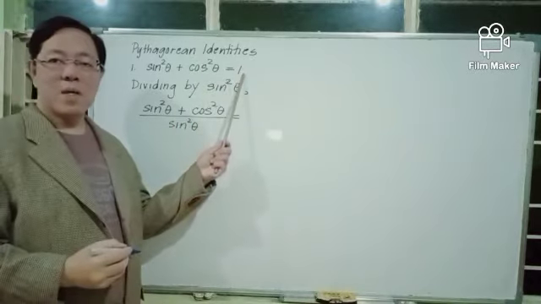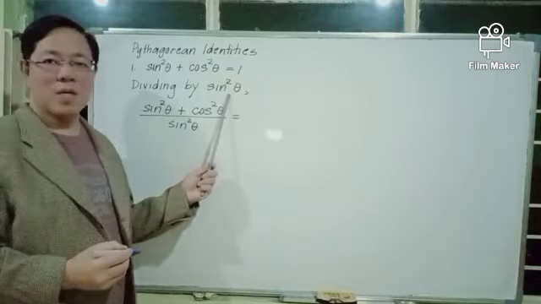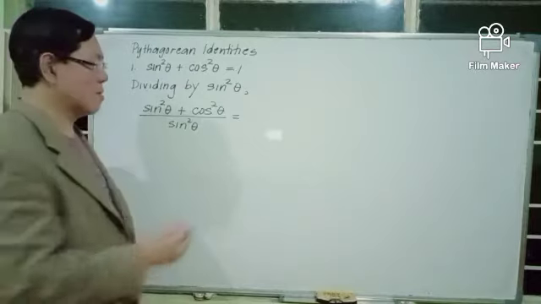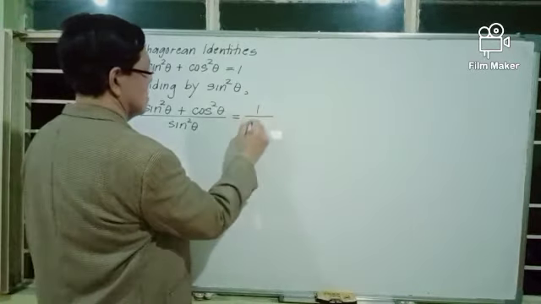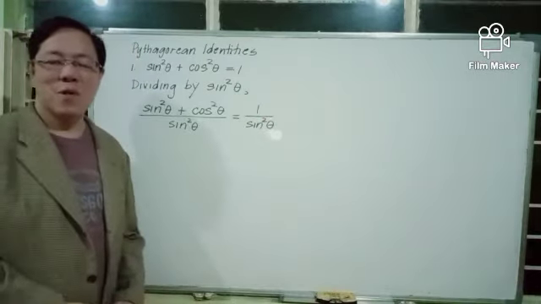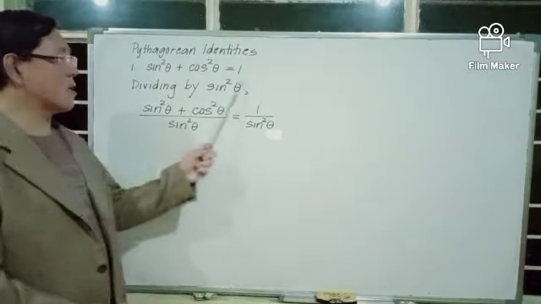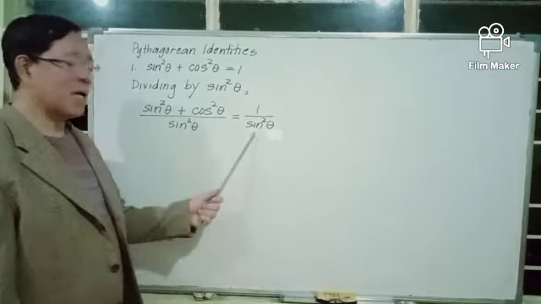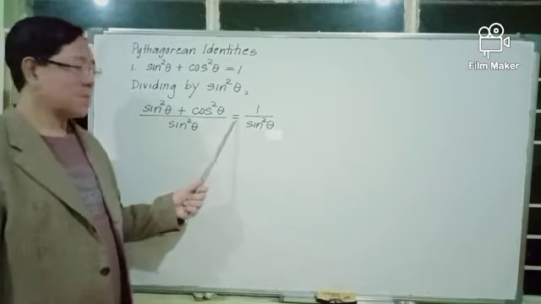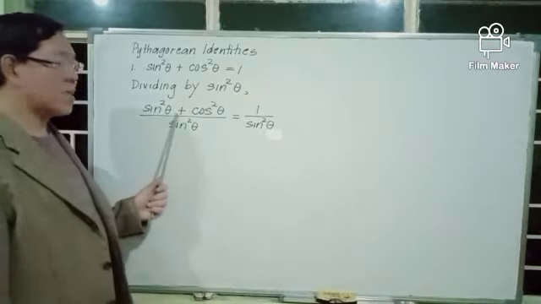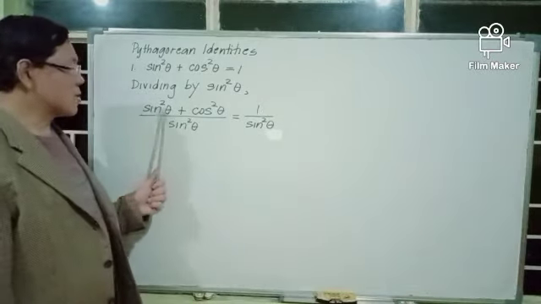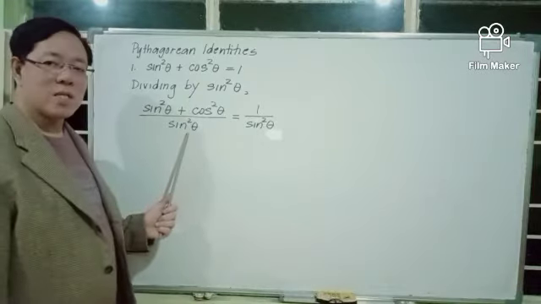Equals the right hand side, we also divide by sine squared theta. And we are using the division property of equality. The division property of equality says if we divide both sides of an equation by a non-zero constant, the equality remains true. Now to divide sine squared theta plus cosine squared theta by sine squared theta, we divide each term in the numerator by sine squared theta.